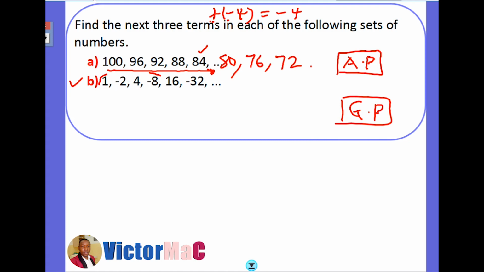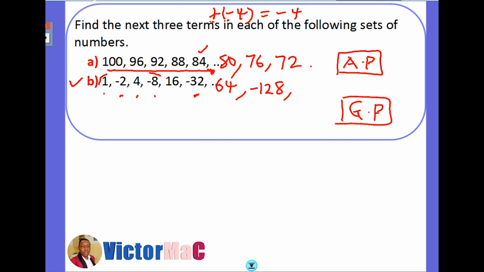So how do I establish the next three terms here? Since I know that my common ratio, because common ratio has to do with GP, is minus 2, as we have obtained by dividing, we multiply 1 by minus 2, we get minus 2. If I multiply minus 2 by minus 2, we get 4. 4 by minus 2, we have minus 8, and so on. So let's move on to this. We multiply minus 32 by minus 2, we're going to have plus 64. Multiply 64 by minus 2, we're going to have minus 128. And we multiply minus 128 by minus 2.